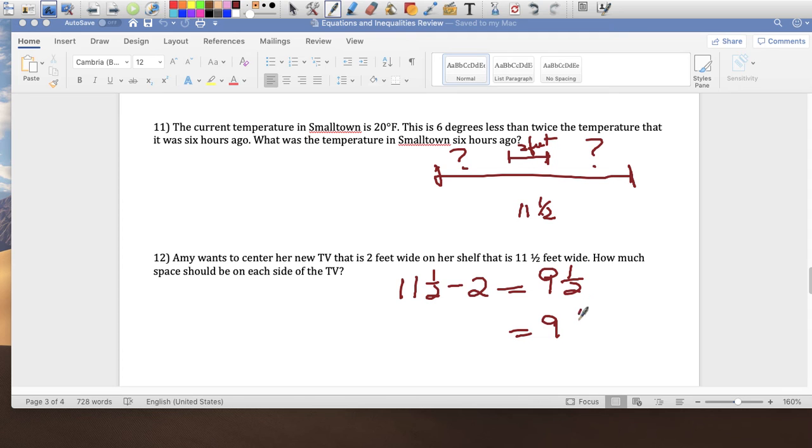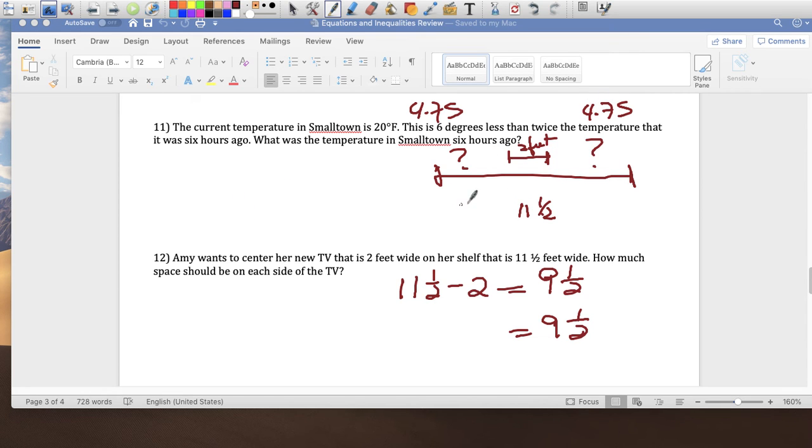I'm going to take the 9.5 and divide it by 2 because this area plus this area is going to be 9.5. 9.5 divided by 2, I'm going to get 4.75. So this is going to be 4.75, and this is going to be 4.75, right? Because all added up has to be 11.5.